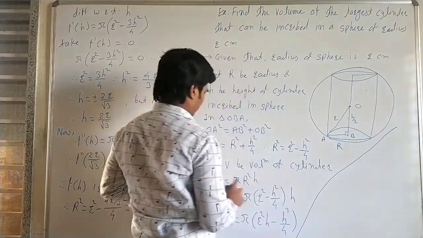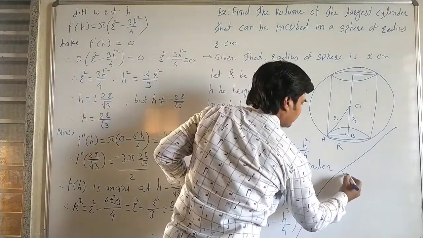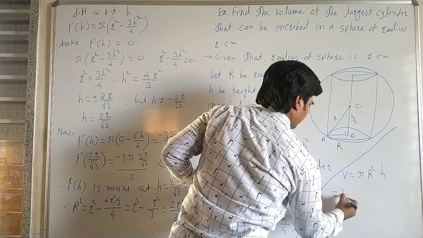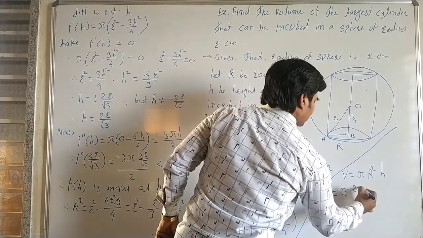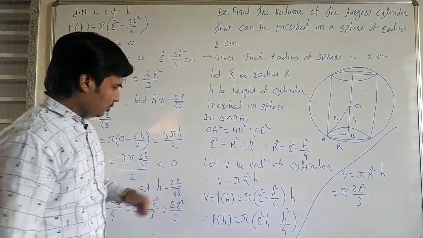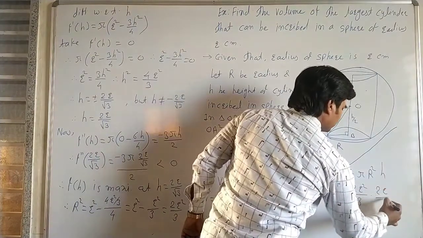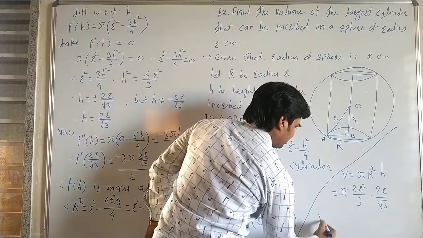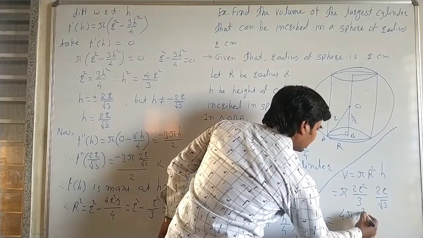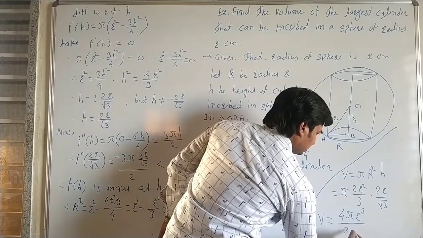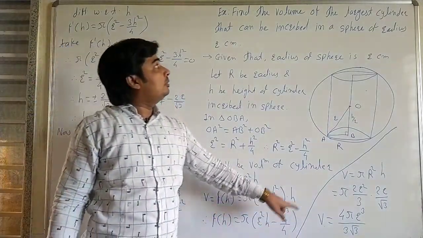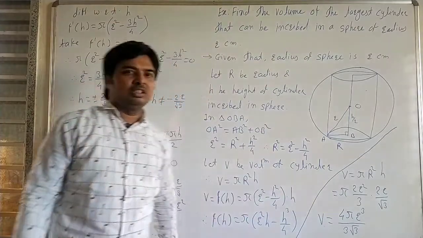Now we write the maximum volume. Volume is V equal to pi r square h. Therefore pi R square it is 2r square by 3 into h, 2r upon under root 3, and therefore the maximum volume is, calculation was, 4 pi r cube upon 3 under root 3. It is the maximum volume, and it is the last answer. Okay, maximum volume of the cylinder is 4 pi r cube upon 3 under root 3.